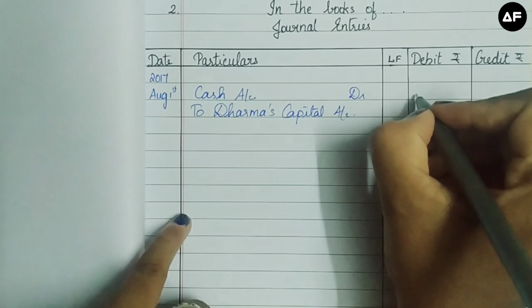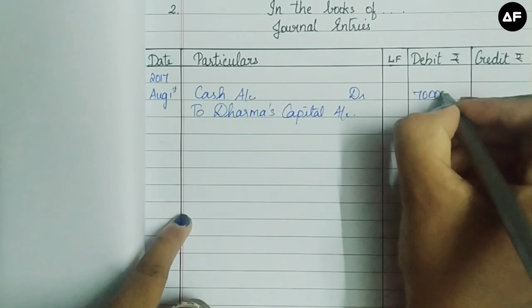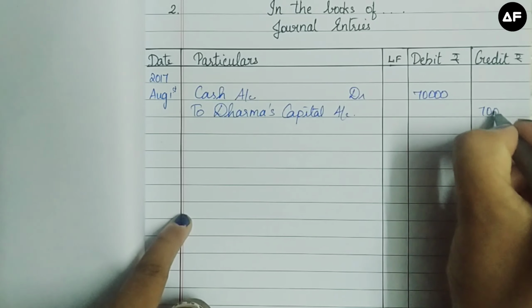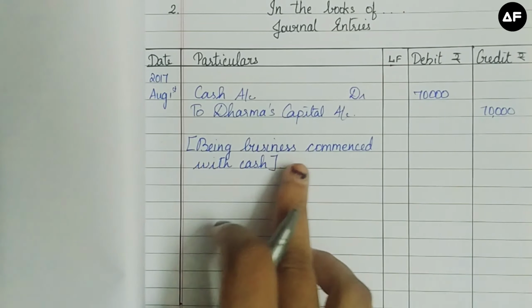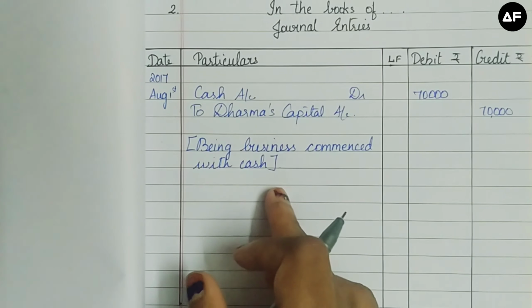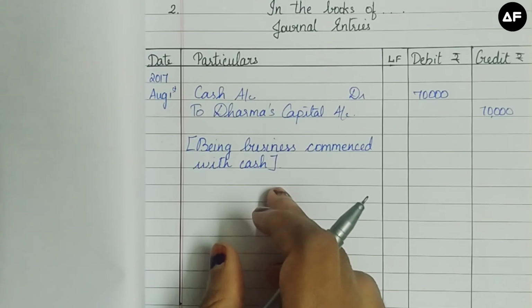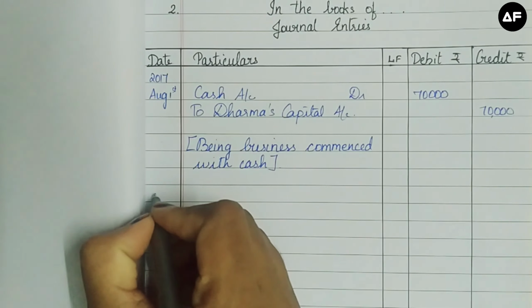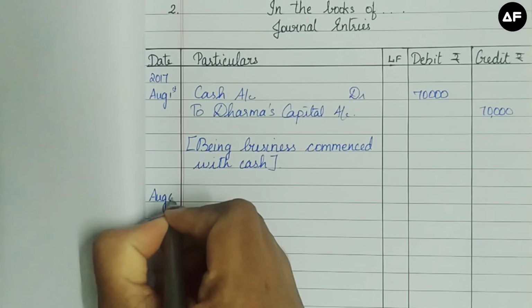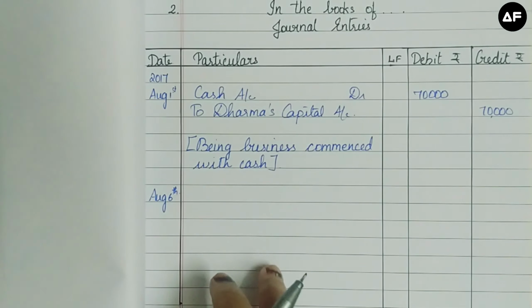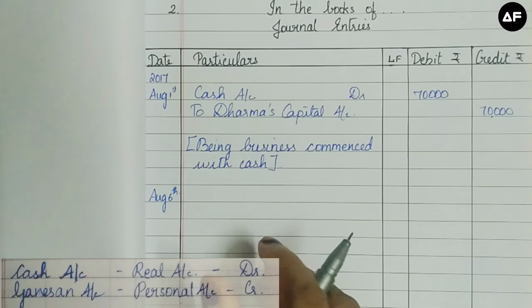Account. So the amount being 70,000 and 70,000. The narration is being business commenced with cash, or being business started with cash. Now the next entry was on 2017 August 6th. So let's write the date as August 6th and the entry is cash received from Ganeshan.